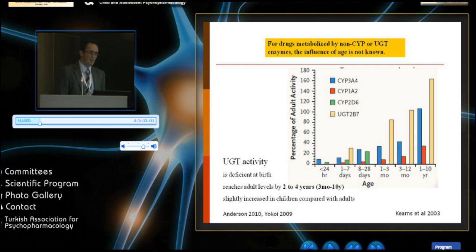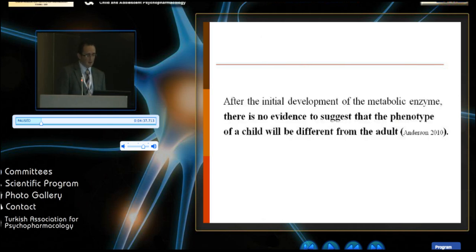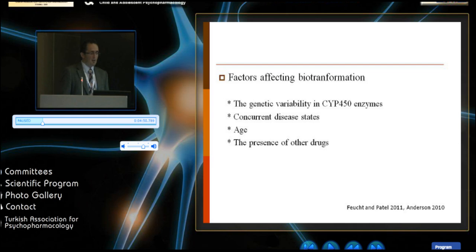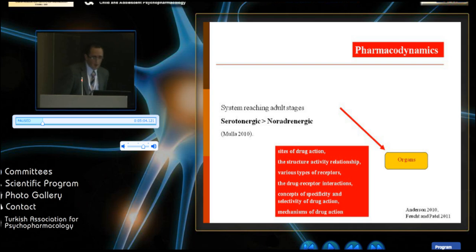Other than those transferases and cytochromes, the other enzymes change, but their change with age is not something that we are very knowledgeable about. These enzymes go on developing, but we don't know whether their phenotypes are going to be different from that of an adult. What is affecting this? Of course, the genetic variability of the cytochromes, comorbidity, age, and the other drugs.